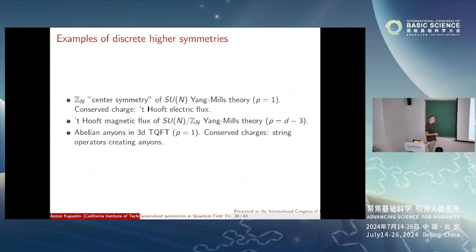Another example is abelian anyons. This corresponds to P equals 1. These are defects of codimension 2, so they precisely correspond to P equals 1. What are the conserved charges? Well, in this case, they're string operators creating anyons. Normally they can be deformed, and these are precisely topological defects. Why abelian? Well, it's simply because we wanted invertibility, right? So our string operators would have an inverse. If you don't impose that, then non-abelian anyons correspond to non-invertible symmetries.